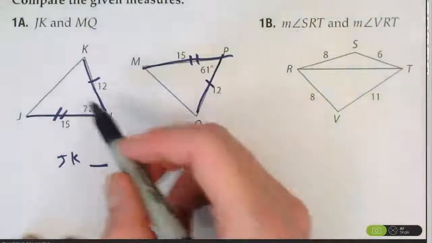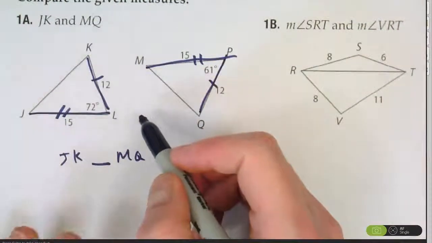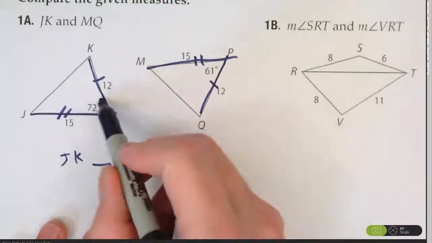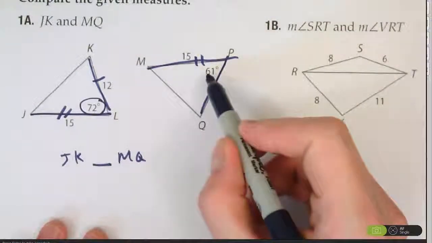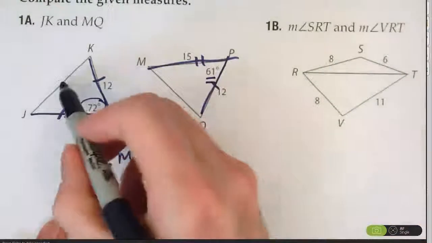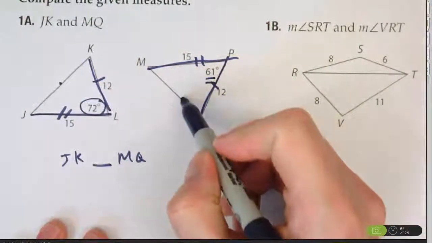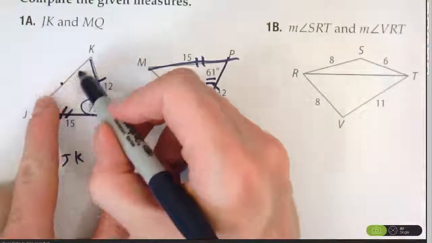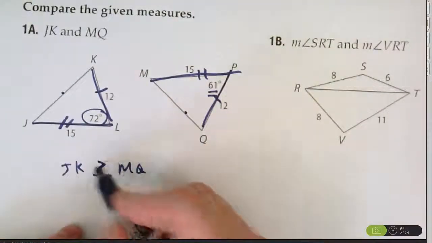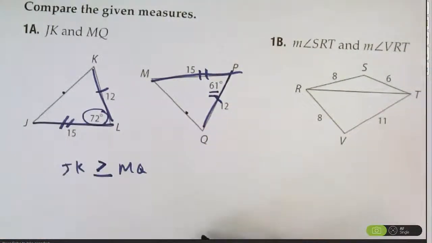So the question is, are they equal? Is one bigger? Is one smaller? We'll look at the angles. Angle L is 72. That's bigger than 61. So the opposite side has to be bigger than the other opposite side, because this one is opened up more. So JK is bigger than MQ.